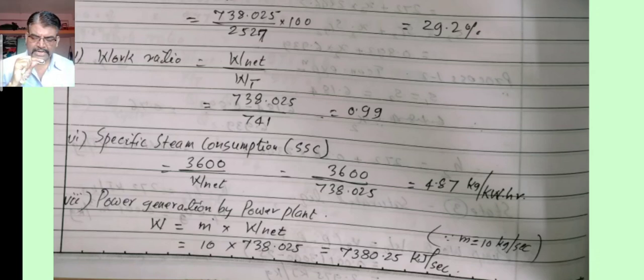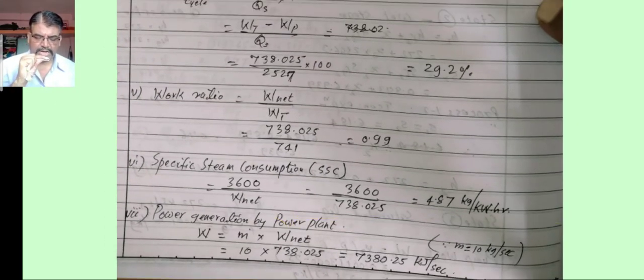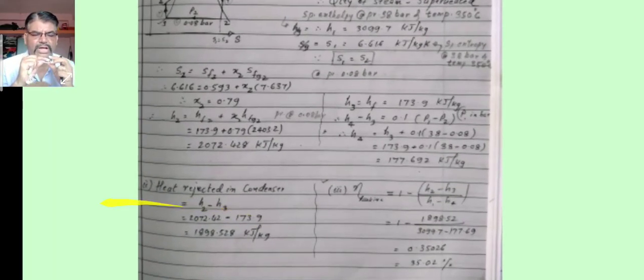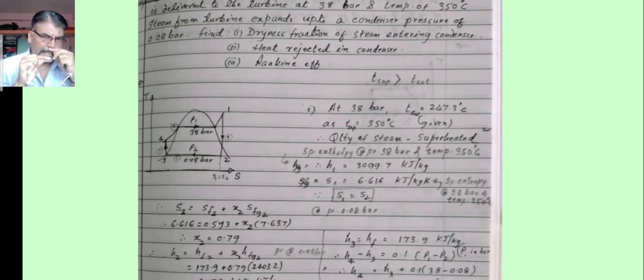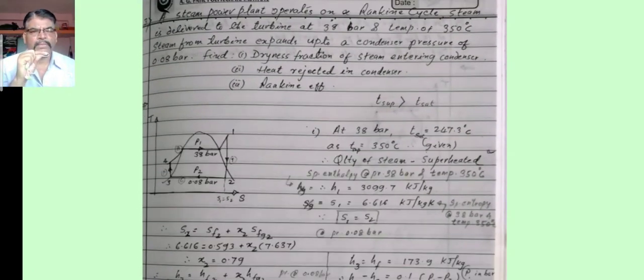So M, that is the mass, is given in the numerical, and we have the W net, therefore the power generated by the power plant, the answer is 7380.25 kilojoules per second. We have given M, mass, as 10 kg per second. So dear friend, for you I will solve one more numerical.